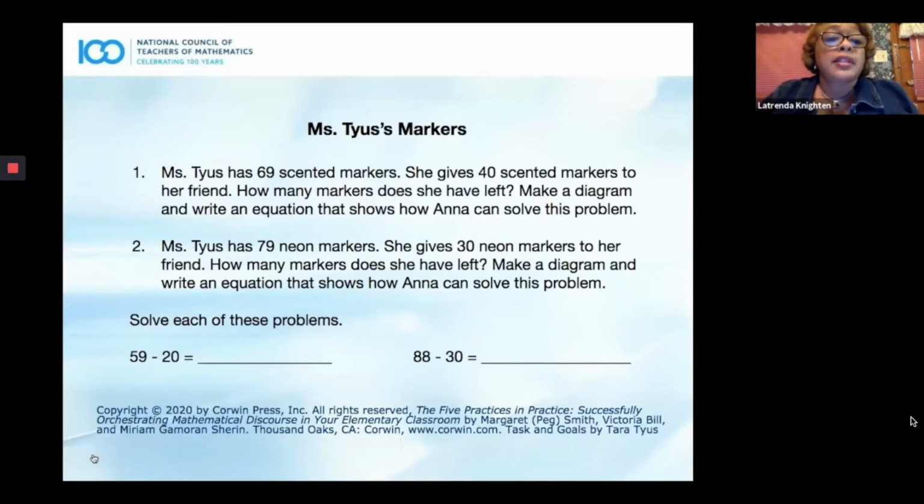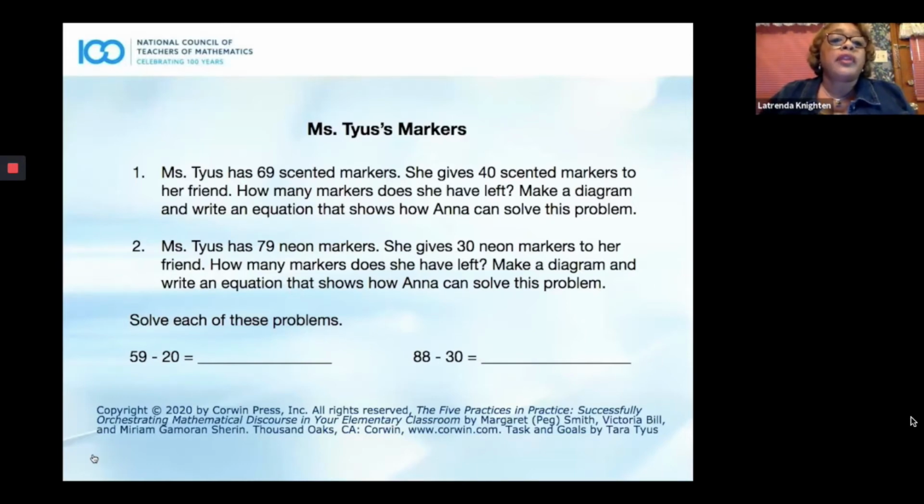This is a task that is in the companion to the 5 practices, the 5 practices in practice, successfully orchestrating mathematics discourse. This is from the elementary version of the book. A teacher who is featured in that book actually created this task to use with her first grade students. So I want you to take some time and look at this task about Miss Tyus and her markers.